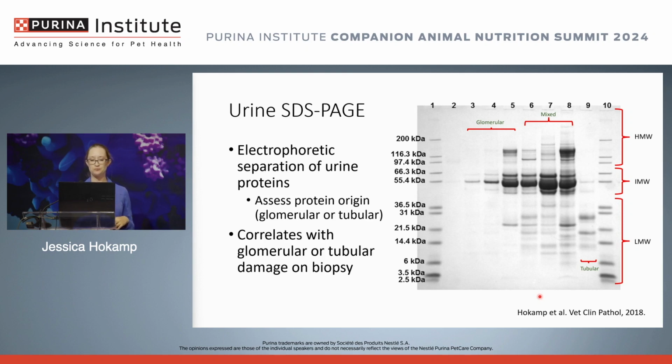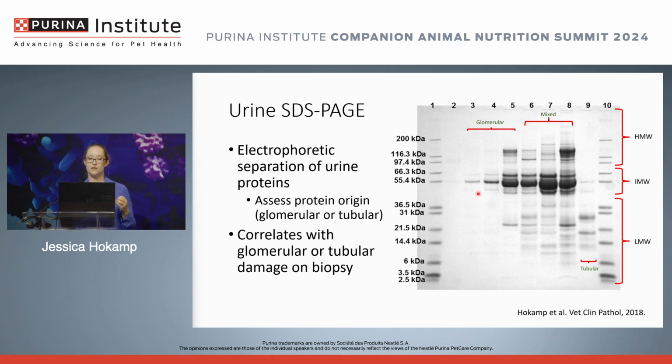So to just point out what we're seeing here, on our gel, we have our molecular weight standard on this side. Lane 2 is urine from a normal dog. We have a very, very thin band that is albumin, and then we have a very thin band that is present at the location for Tamm-Horsfall protein. So that would be consistent with a normal animal with no changes on renal biopsy.